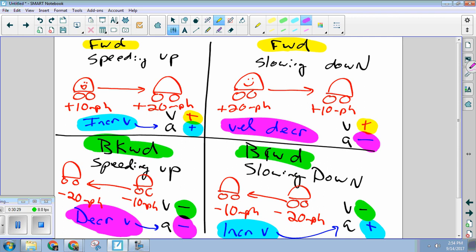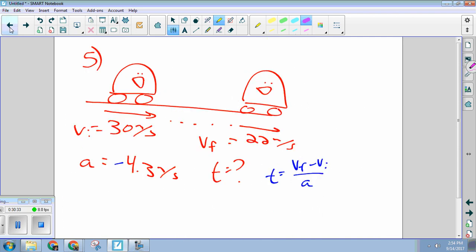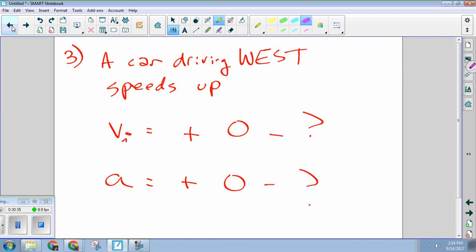Okay, so that's that. And then when you're done with those problems, if you would please do this. Car's driving west and it speeds up. Is the initial velocity positive, 0, or negative? Is the acceleration positive, 0, or negative? Just do it on the back or even in the bottom right-hand corner would be fine. All right?